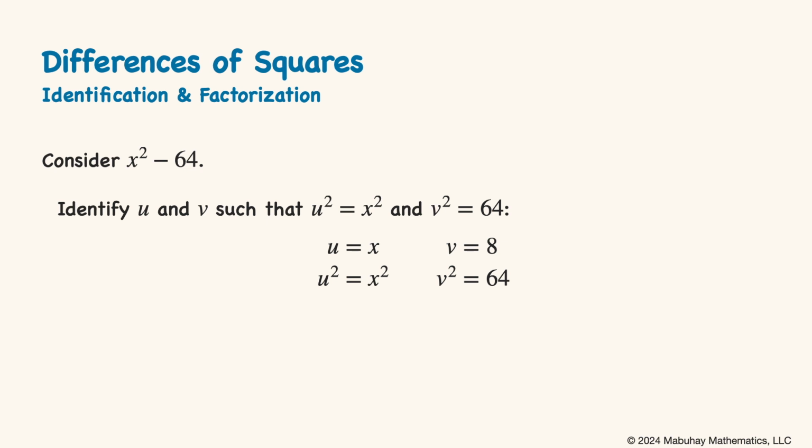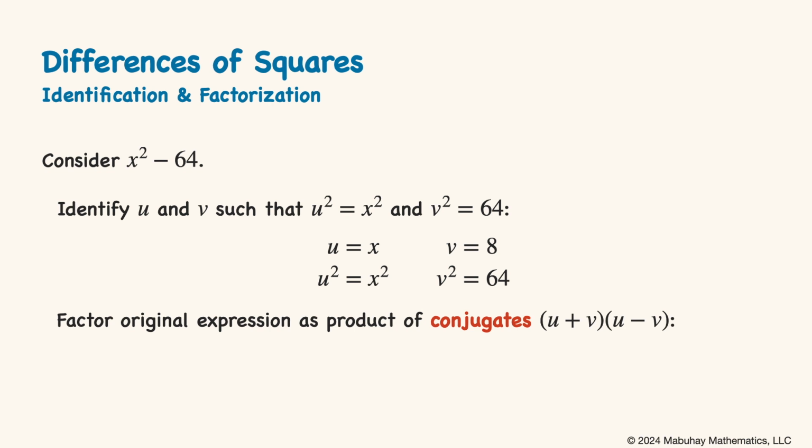Based on the formula, we can use this u and v to write the factors in one step. We just need to form the conjugates. In our case, the conjugate factors are x plus 8 and x minus 8, and here's our factorization. X squared minus 64 equals quantity x plus 8 times quantity x minus 8. And that's it. That's how we factor a difference of squares.